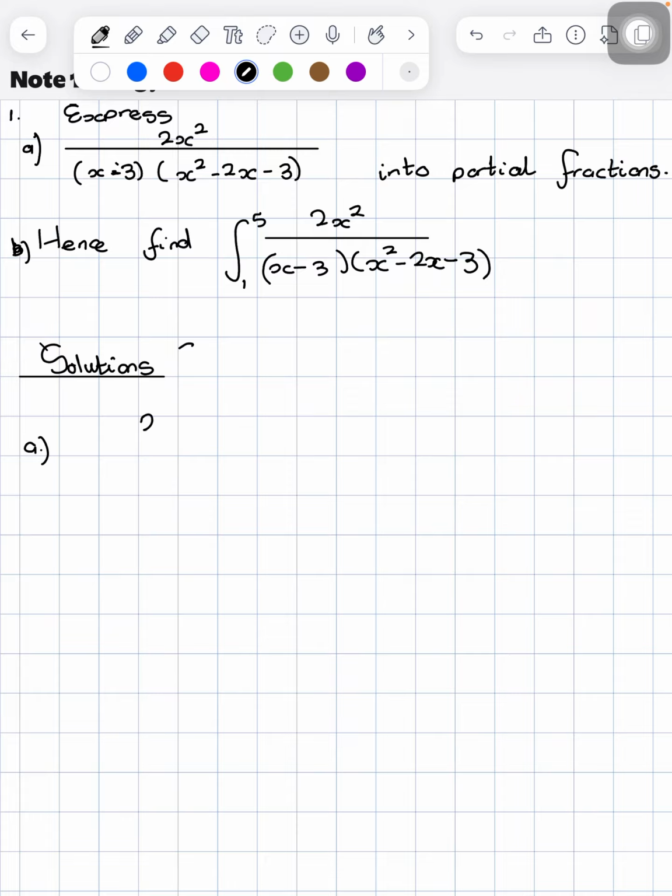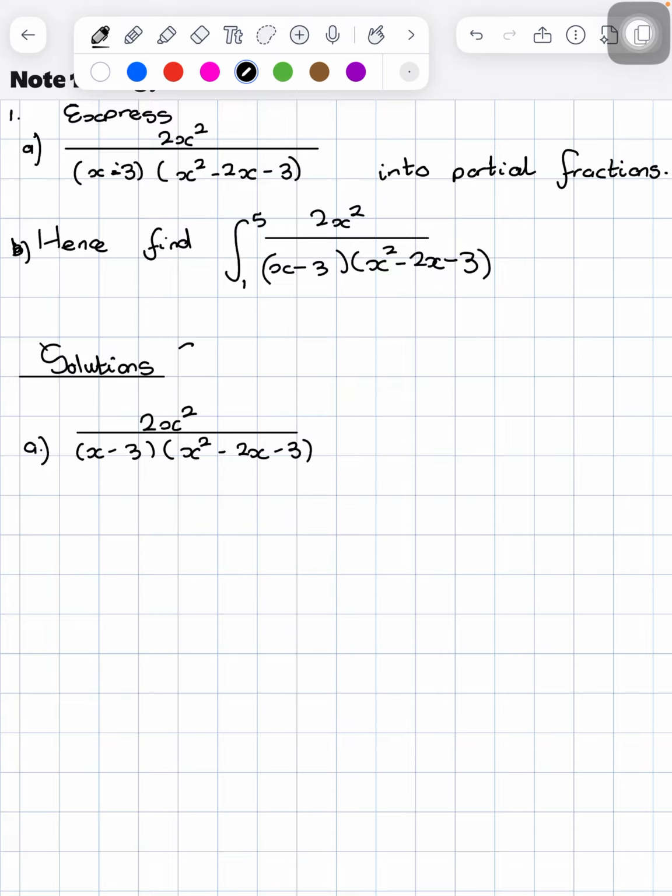So we have 2x squared over x minus 3, x squared minus 2x minus 3. So what type of denominator do we have? In the denominator here we have a linear function, which is x minus 3, and a quadratic function.